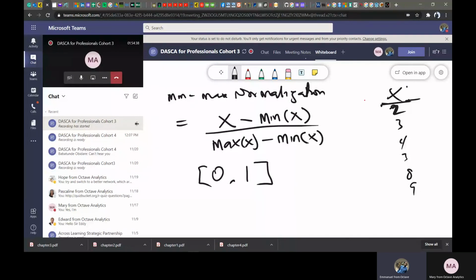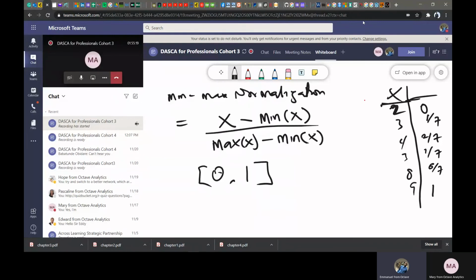So if you try with these values now: 2 minus 2, because 2 is the minimum, is 0, all over the range is still 0. 3 minus 2 is 1, 1 over 7, because your range is 9 minus 2, which is 7. Then 4 minus 2, 2 over 7. Then 3 minus 2, 1 over 7. 8 minus 2, 6 over 7. 9 minus 2, 7 over 7, which is 1. So it lies between 0 and 1, and it cannot be lesser than 0 or greater than 1.